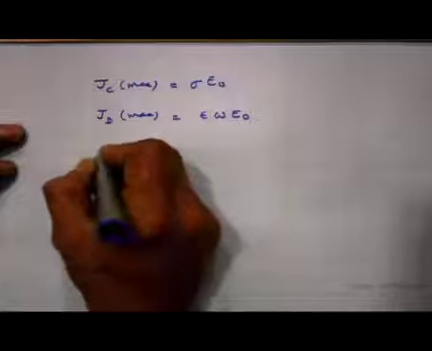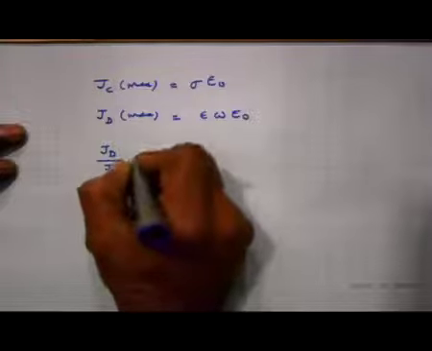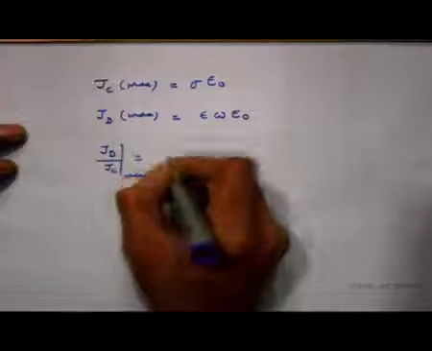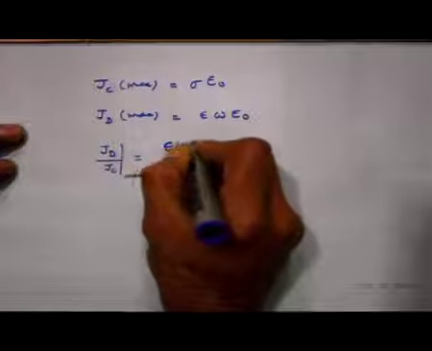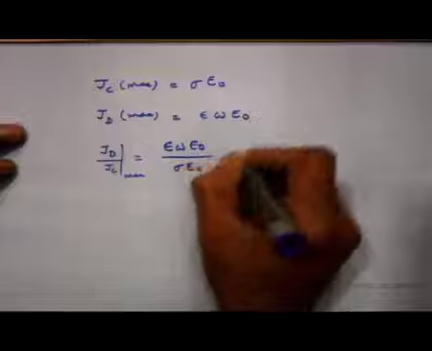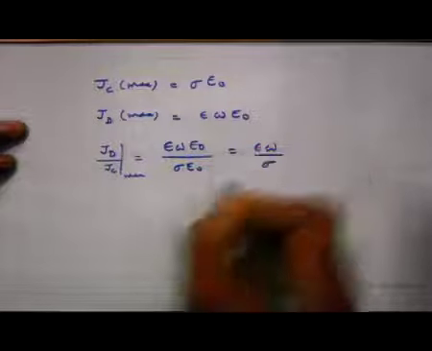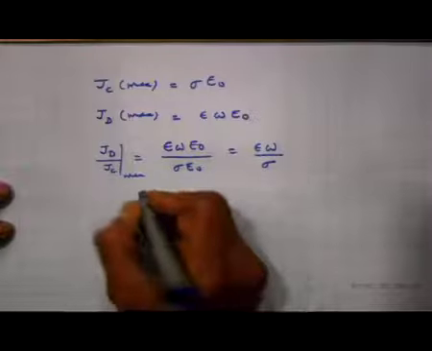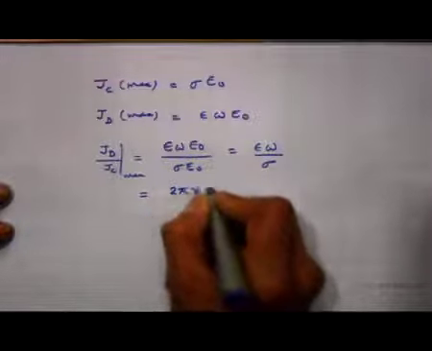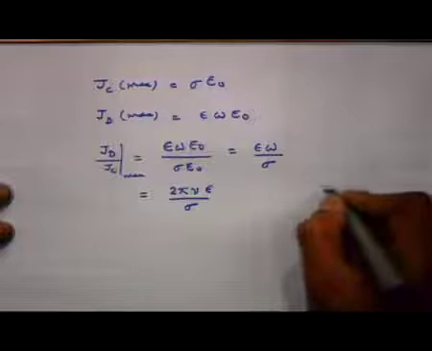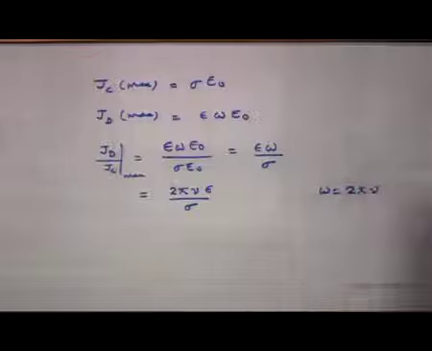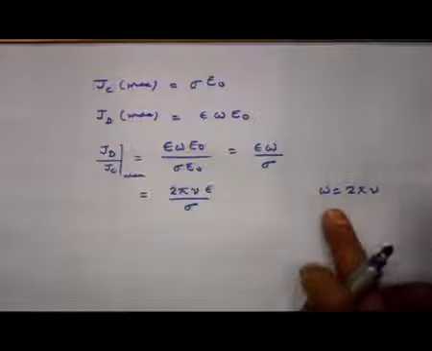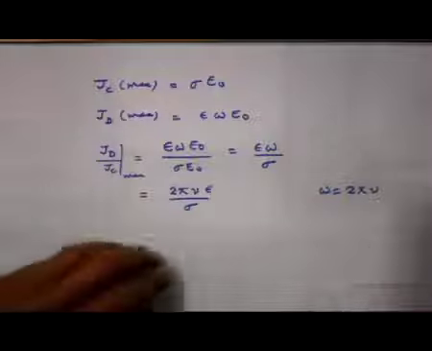So, the ratio of displacement current to conduction current, in terms of maximum values, is epsilon omega E0 by sigma E0, which is epsilon omega by sigma. That is the ratio of the displacement current to conduction current. In terms of frequency I can write this as 2 pi nu epsilon by sigma, where omega is equal to 2 pi nu, omega being the angular frequency and nu the frequency. Let me take two examples. One, I take a good conductor.